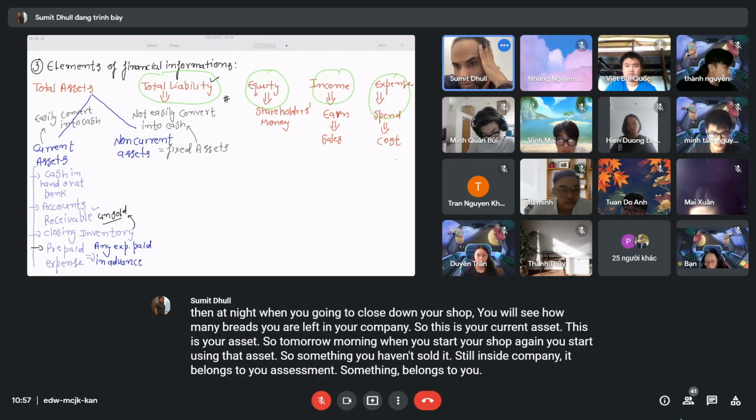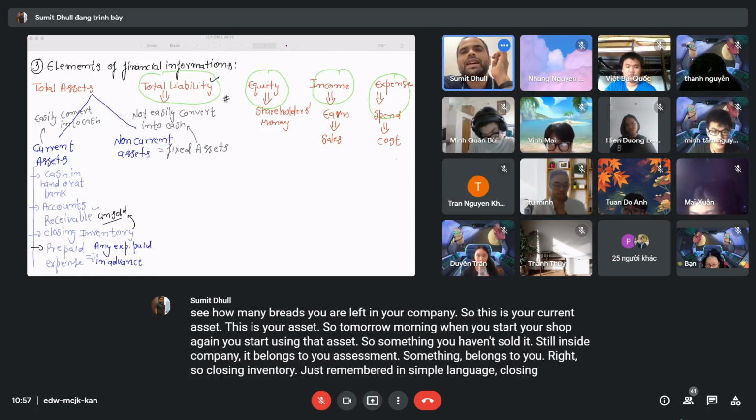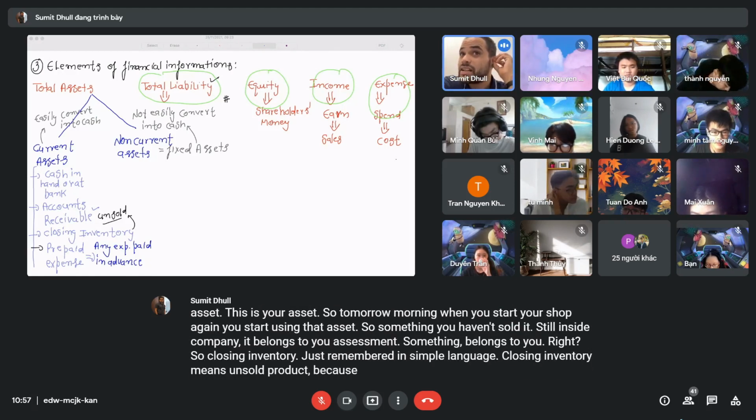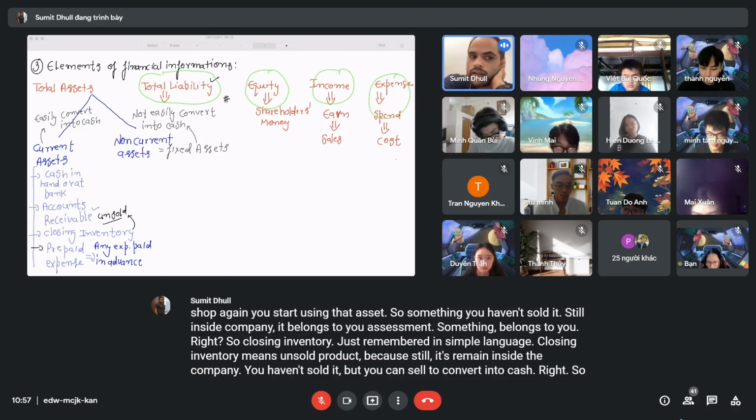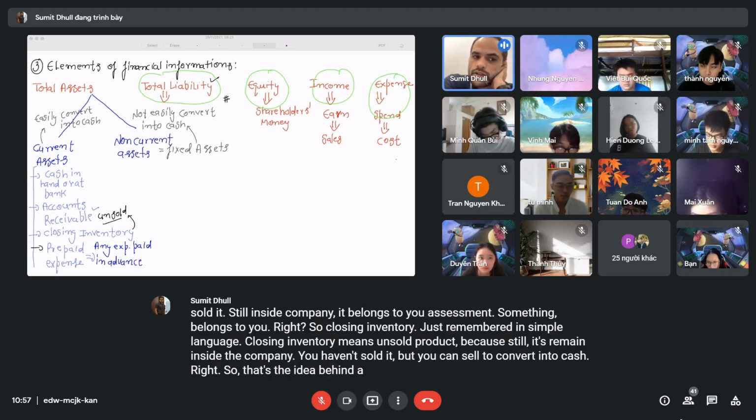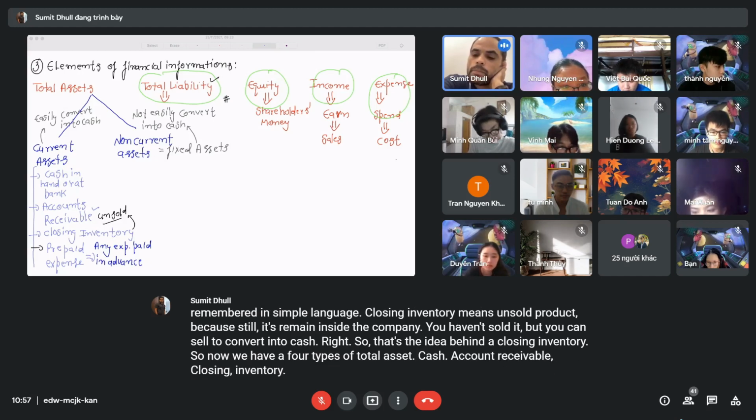All right. So closing inventory, just remember in simple language, closing inventory means an unsold product because still it remains inside the company. You haven't sold it, but you can sell to convert into cash. Right. So that's the idea behind a closing inventory. So now we have 4 types of current asset: cash, account receivable, closing inventory, and prepaid expense. All right. So that is current asset.